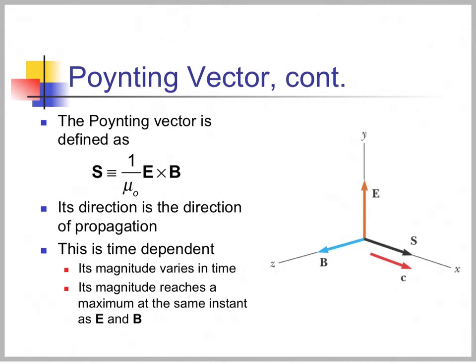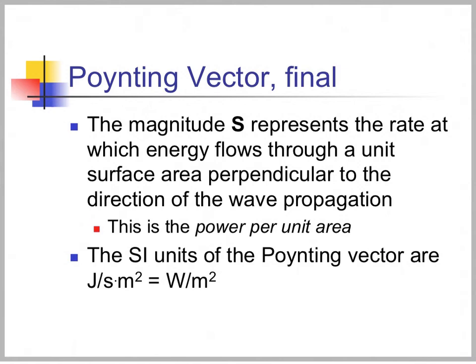The magnitude of S represents the rate at which energy flows through a unit surface area perpendicular to the direction of wave propagation, or it's the power per unit area. So the SI units of the Poynting vector are watts per square meter.